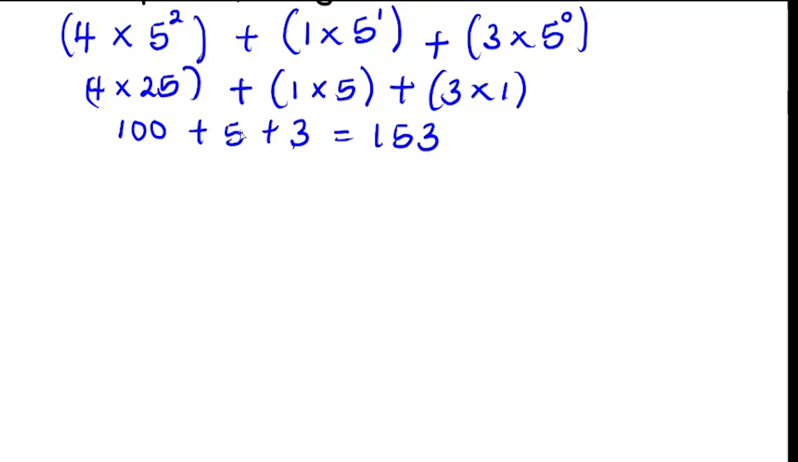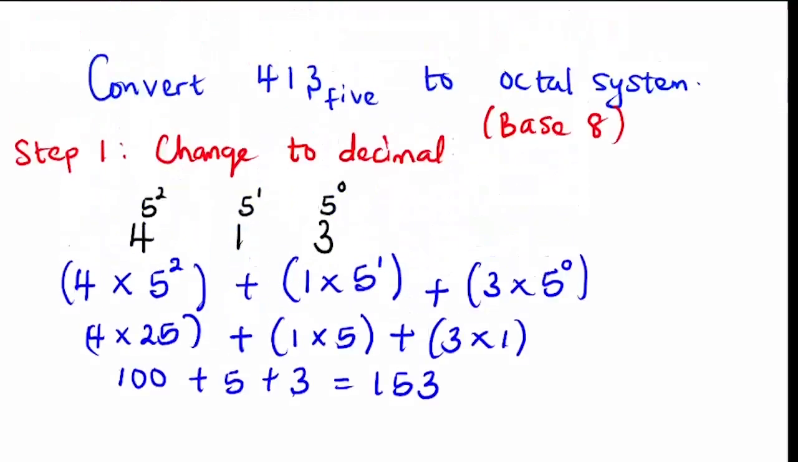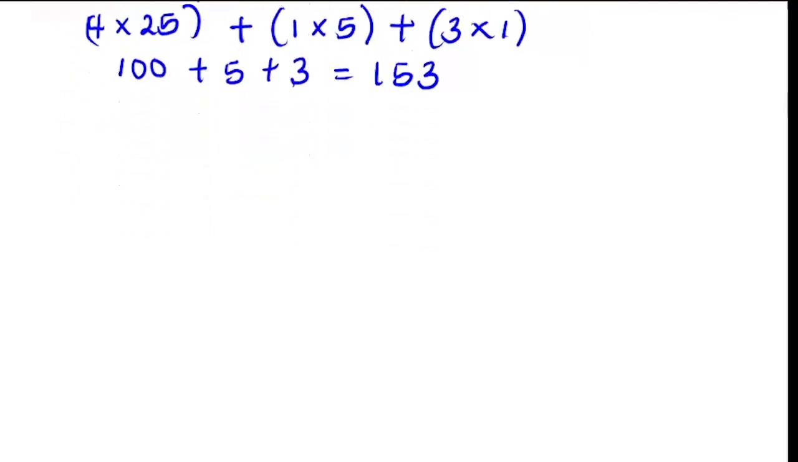So the next thing to do is to change it to octal. Remember, that was the initial question, to change it to a base 8 system. So we use our method of successive division. A method of successive division goes like this. We are going to take our 153, we put it on one side, and we are going to be dividing by 8. And we are going to write out our remainders.